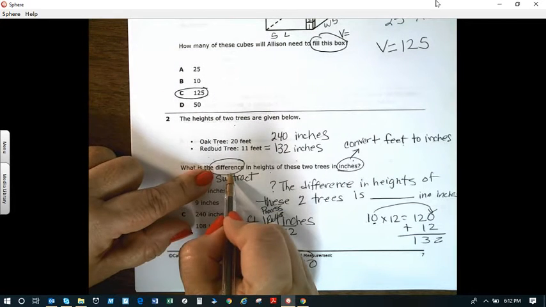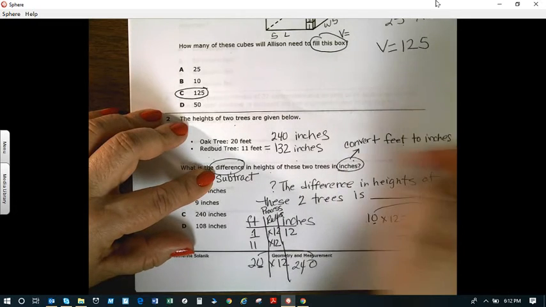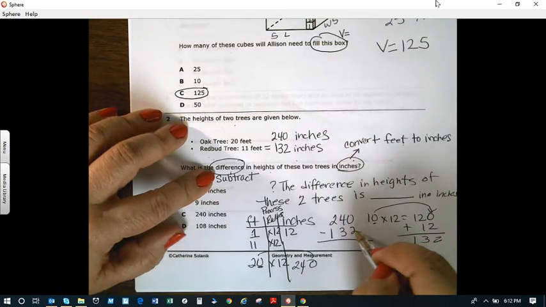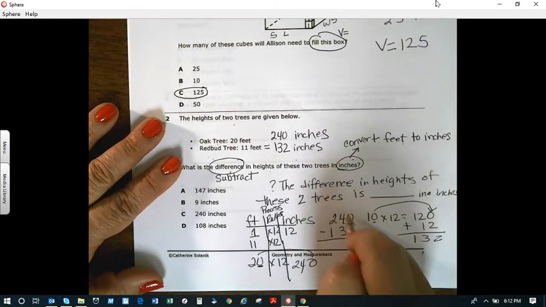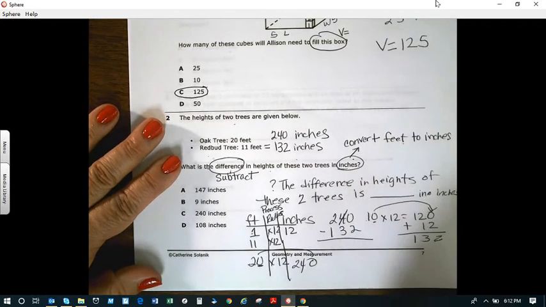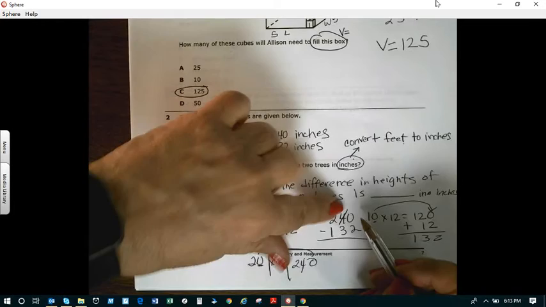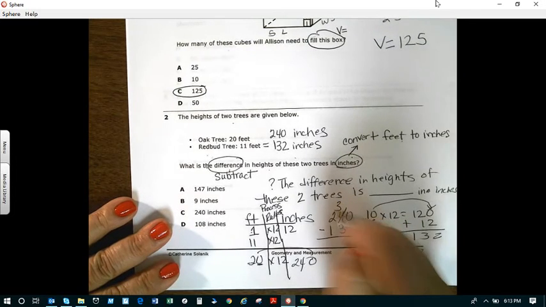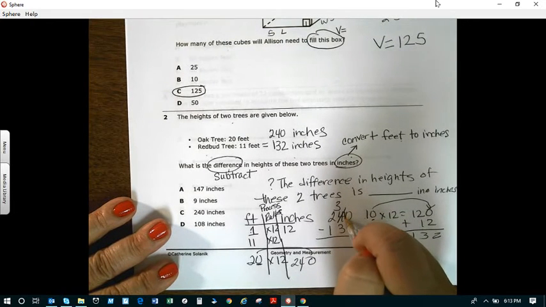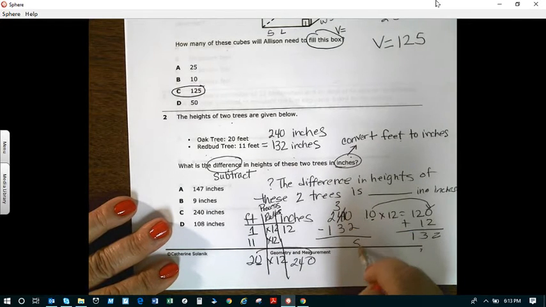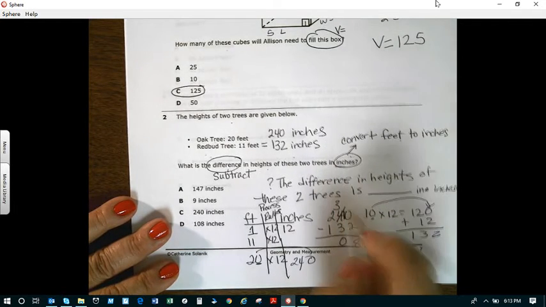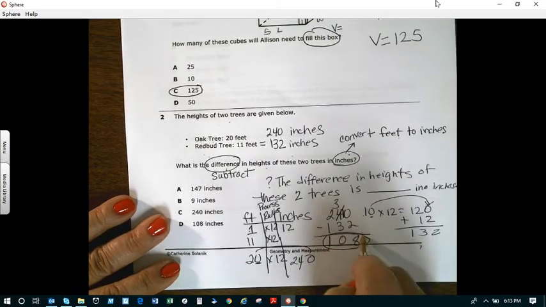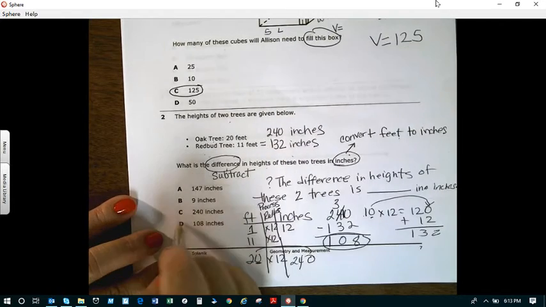Then I need to take the difference of this. So the difference is I need to subtract. 240 minus 132. I cannot take 2 from 0, so I need to regroup. And if you're that kiddo that you can't remember, put the number of fingers on the top. So this is going to be 0. I can't take 2 out of there, so I need to regroup. So this is 3. I'm going to bring down my 10s to my 1s, and that becomes a 10. 10 minus 2 is equal to 8. 3 minus 3 is equal to 0. 2 minus 1 is equal to 1. So the difference in height in inches is 108 inches.